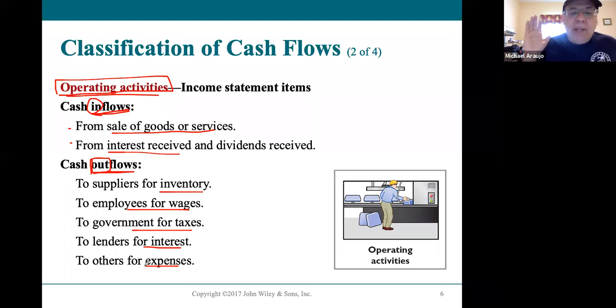Overwhelmingly, it is your expenses you need to write a check for, right? So rent, other types of things, you're writing checks. And so other expenses usually require cash to flow out of the company.